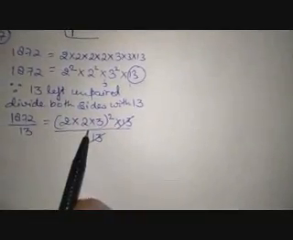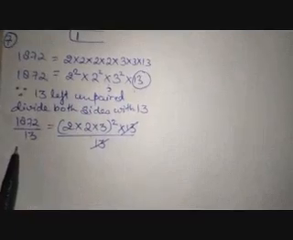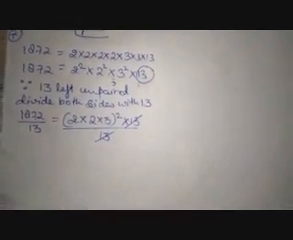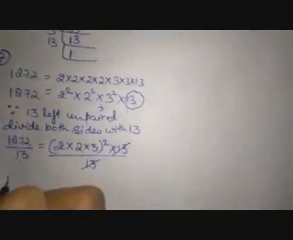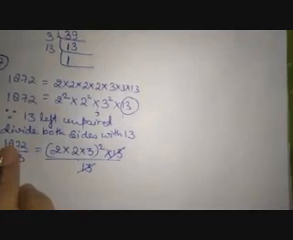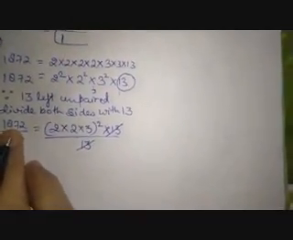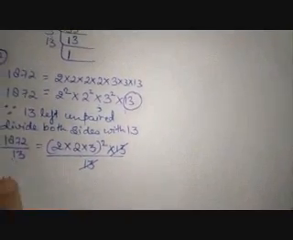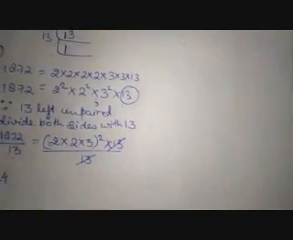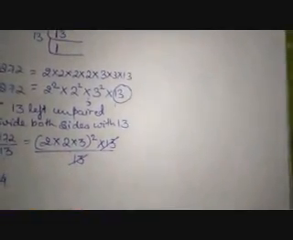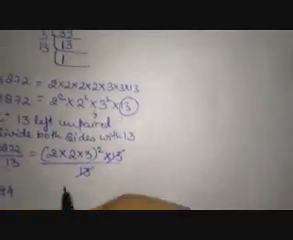I divided both sides by 13, and here the 13 is removed, and here there was no such number which can be divided by 13. So 1872 divided by 13. 13 1s are 13. Now I am left with 57. 13 4s are 52. 57 subtracted by 52 gives 5, now 52 again. 13 4s are 52. You can simply divide in this manner. 1872 divided by 13.